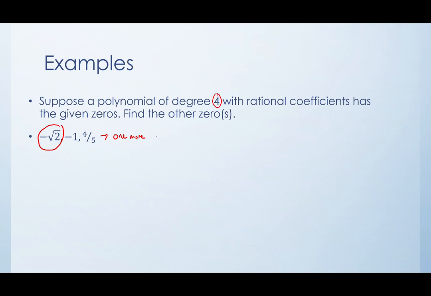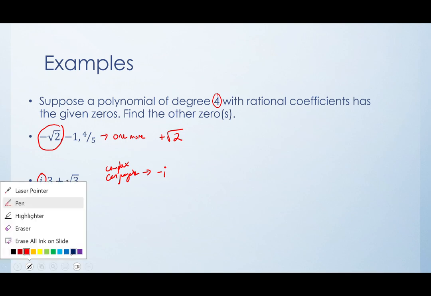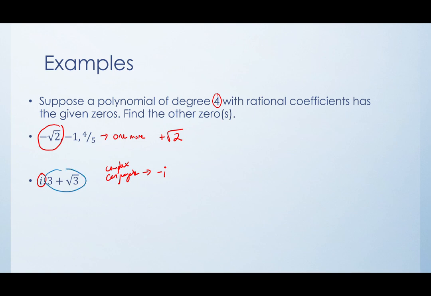So that other root, the missing zero that is not given, has got to be positive square root of 2, the conjugate to the negative root 2 that we've been given. So same story here, right? We have a complex root, so its complex conjugate for i will be negative i. And we also have to have a conjugate for our irrational. Here, we'll just call it irrational conjugate.